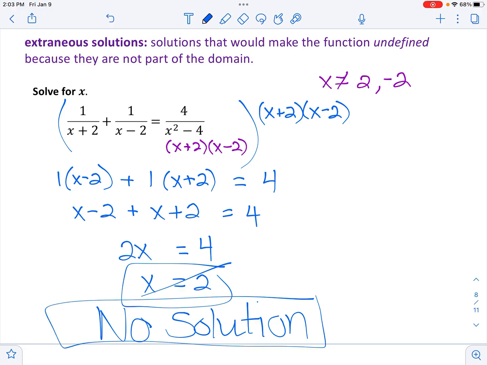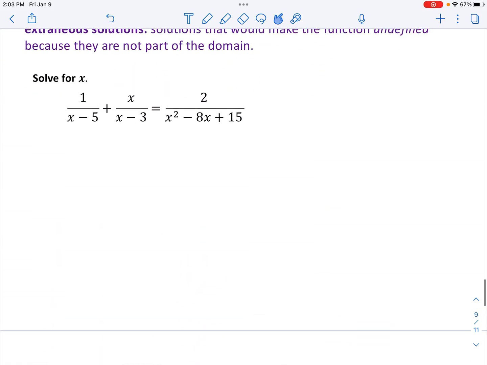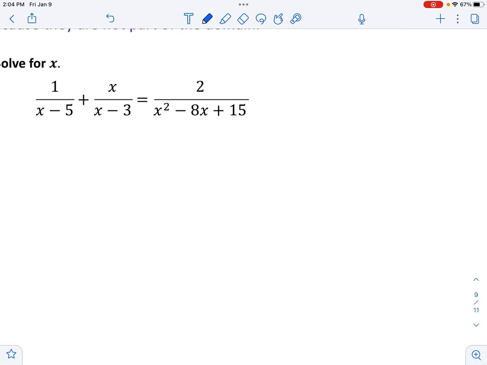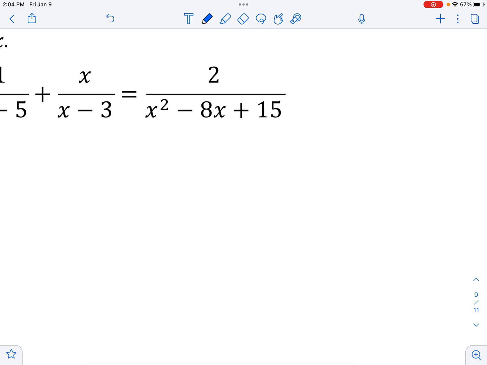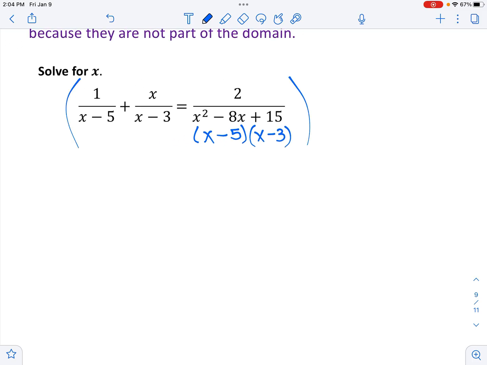So that's how you look for extraneous solutions. You should always try to do that on every problem to just make sure that you don't get yourself into any trouble. I want to do one more, and then we're done. So this one factors to x minus 5 and x minus 3. So that will be my LCD again.